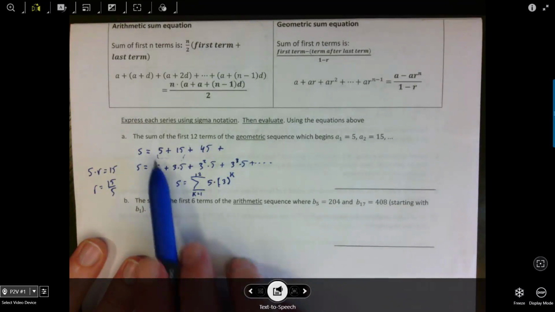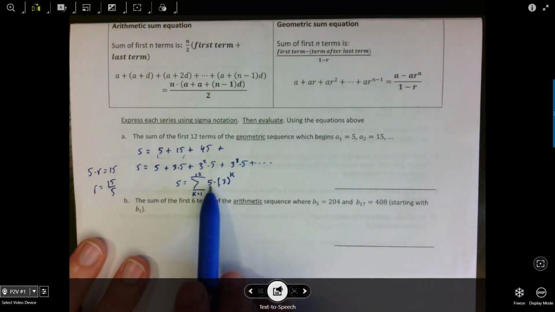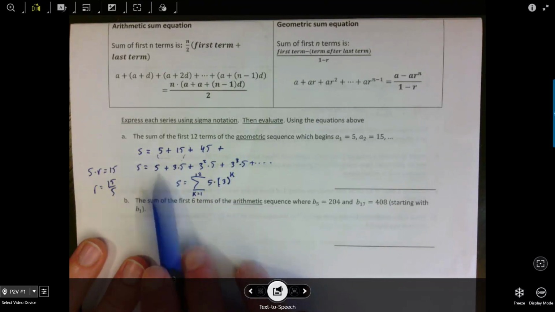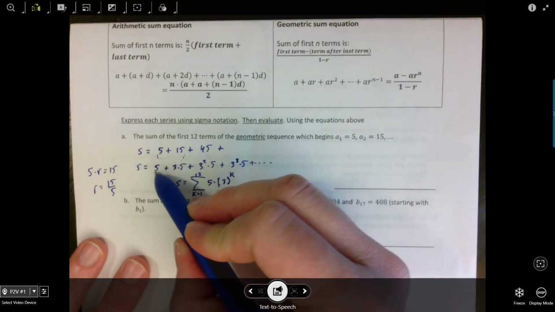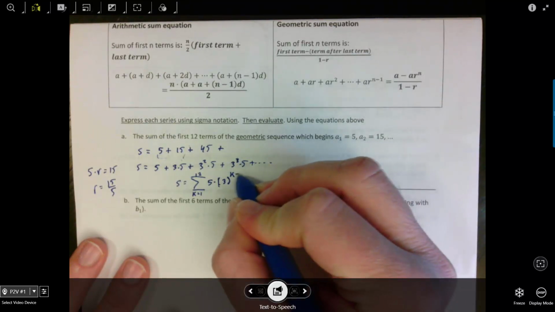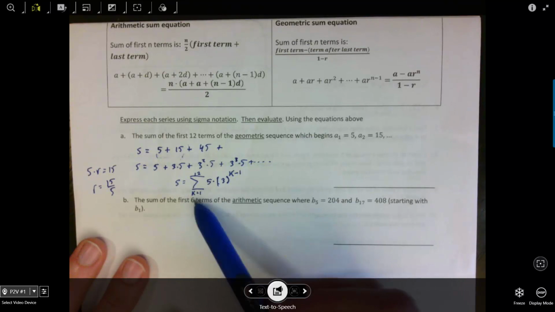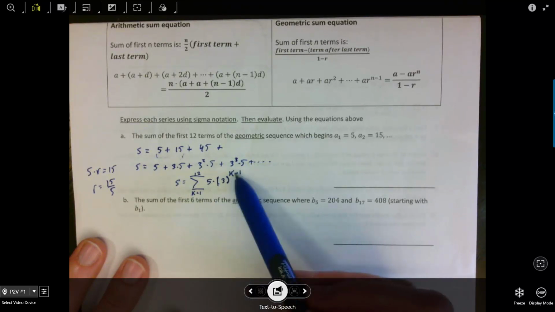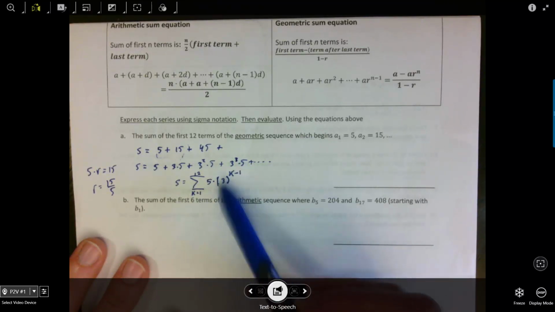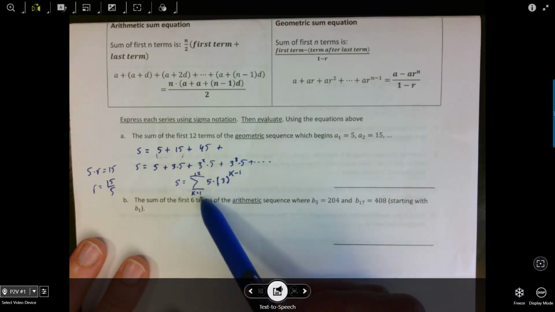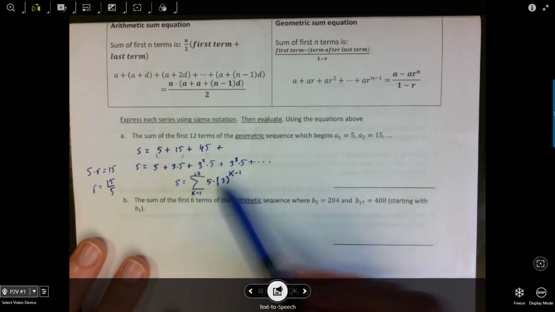If I was going to evaluate it for the first term, I'd have 5 times 3 to the first. Oh, that's not actually my first term. In my first term, I don't want to multiply by any 3's. So let's do k minus 1 up here. That way when k is 1, k minus 1 will be 0, so this whole expression will become 1. So now when k equals 1, I have just 5 times 1, which is 5.